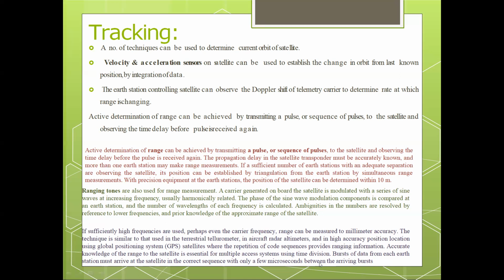Another important point under tracking is ranging tones. These ranging tones are one of the methods to evaluate the range calculations. Initially we send a carrier generated on board the satellite, which is modulated with a series of sine waves at increasing frequency. Those increasing frequencies are harmonically related and observable from the ground earth station.